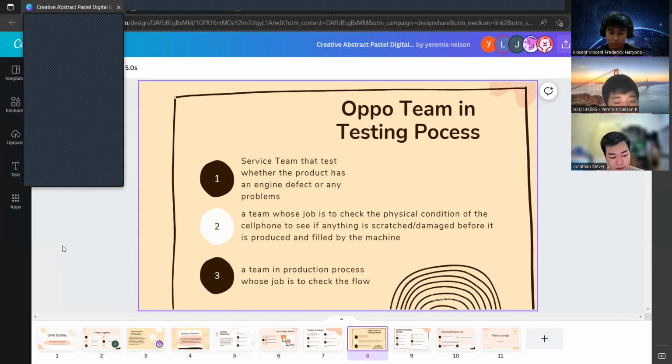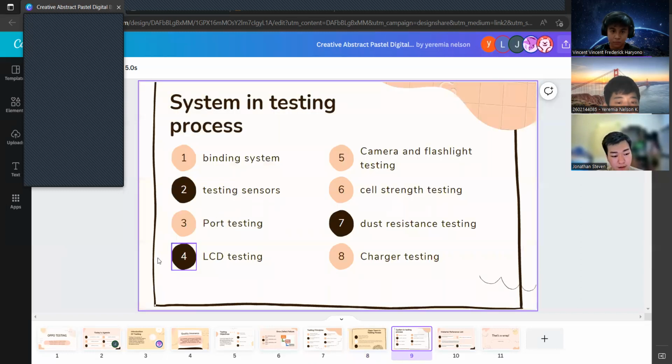In production, Oppo has a team whose job is to check the flow so that it can test whether there is an electric current leak before it becomes a unit. The next one is about the process. In production, Oppo also has a binding system, which is useful for checking that all components in the cell phone are bound, so that when using the Oppo cell phone, it can run perfectly.